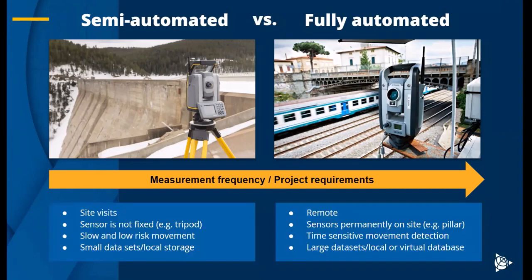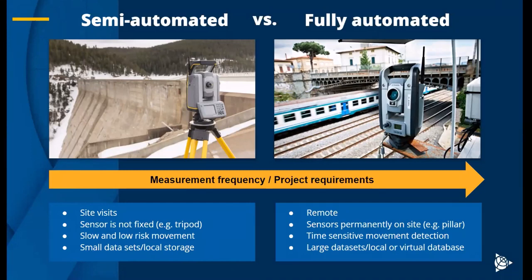You're going to choose semi-automated or fully automated based on the project requirements. Sometimes it makes more sense to have a semi-automated workflow where somebody's going out, setting up the total station, measuring these targets. That's really going to be for your low frequency or typically lower duration projects, where instead of buying a new total station and setting up and having it run all the time, it makes more sense to just go out, set up, measure, pack it up, go home, come back 6 months later and do the exact same thing.